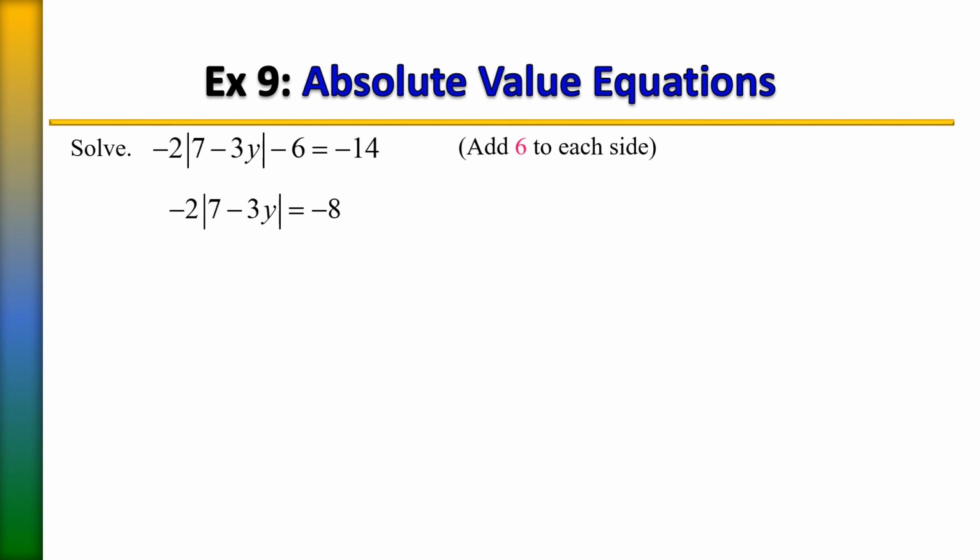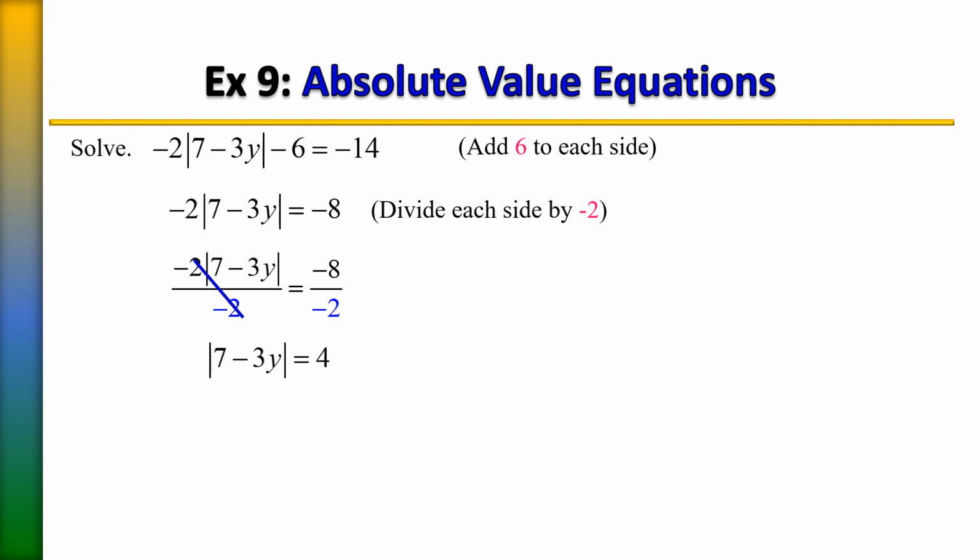Next, we're going to go ahead and divide by negative 2. Remember, what you do to one side, you must do to the other. We can cancel those negative 2's on the left side of the equation, and that's going to leave us with the absolute value of 7 minus 3y equals, and on the right side, negative 8 divided by negative 2 equals positive 4. Now, because we have a positive number on the right side, we're good to go. So let's proceed with solving our two separate equations.